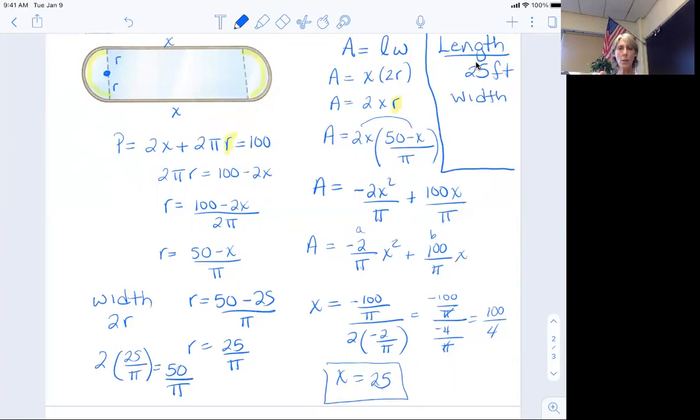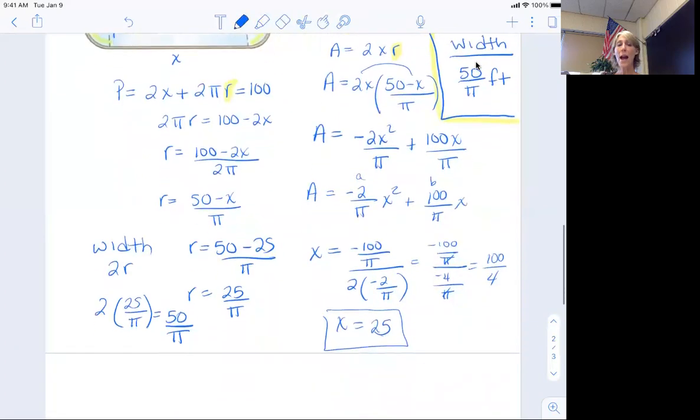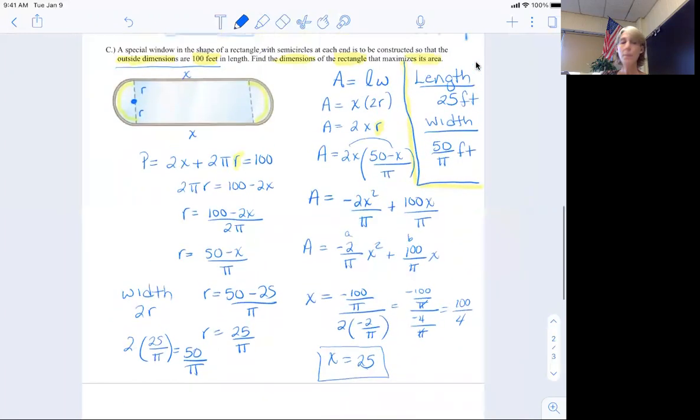Don't worry about what that value is. Don't worry that it's a messy number. Okay, pi is just 3.14, but you can leave it in your answer. So our width is going to be 50 over pi feet. And there you have it. Our answer is this guy over here. Those are the dimensions. If you were asked to find the area, I would have just taken the 25 and plugged it back into my area function. But again, whatever you find to be the easiest way for you to figure that stuff out would be good for you. And there you have it.